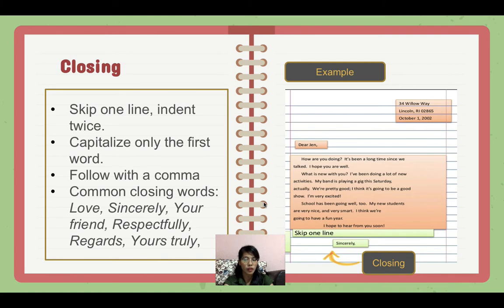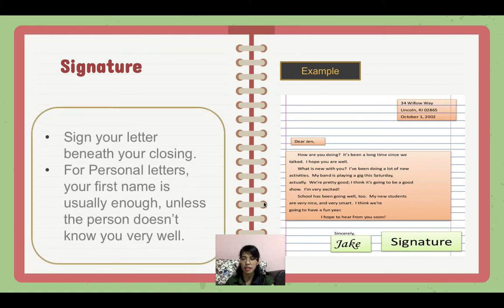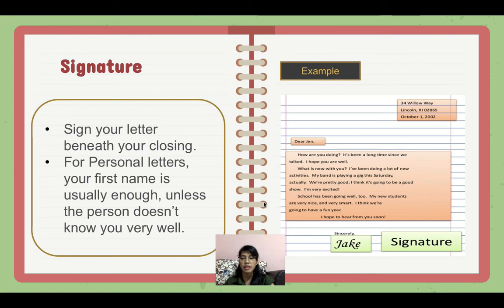Common closing words are such as love, sincerely, your friend, respectfully, regards, and so on. So here's the closing. And the last is the signature. Don't forget, pay attention to the example while I explain the signature. Sign your letter beneath your closing. Okay, and for personal letters, your first name is usually enough, unless the person doesn't know you very well. So you have to take the signature.